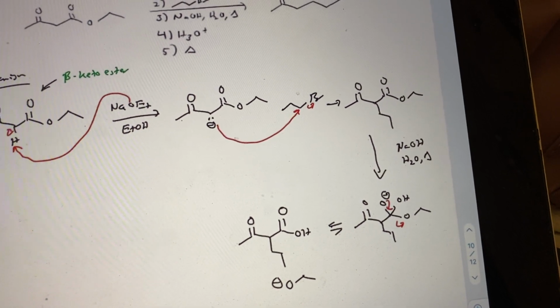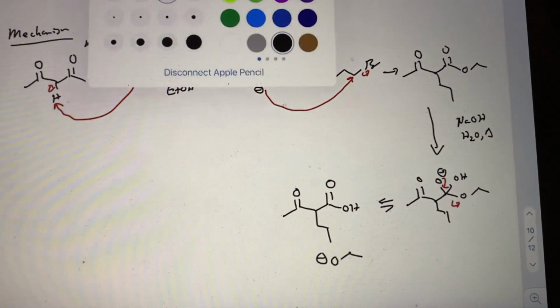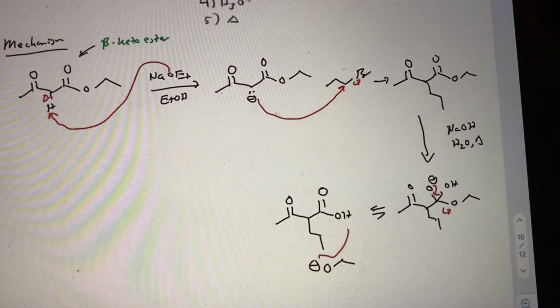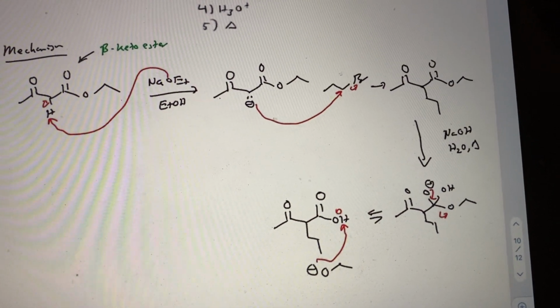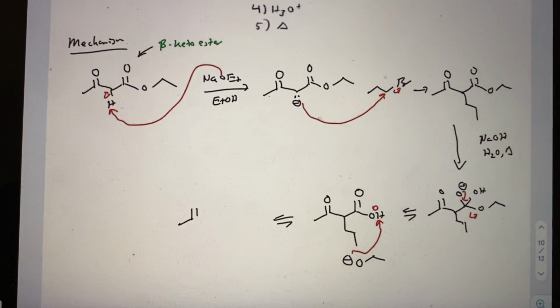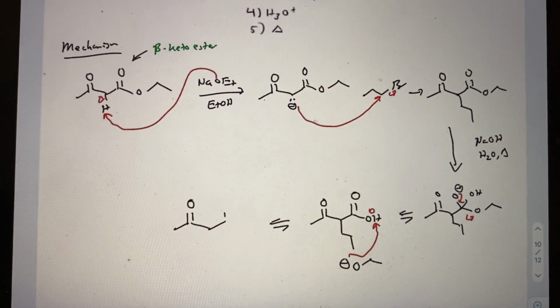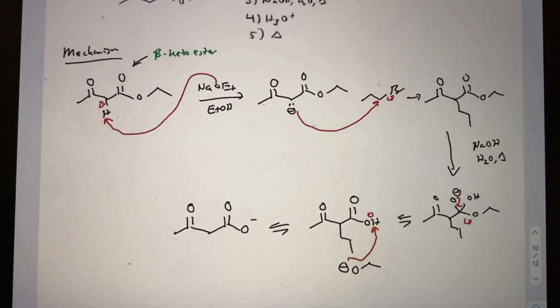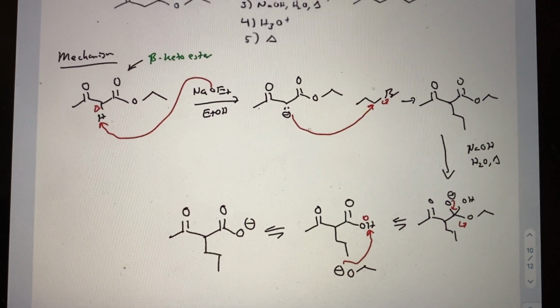So it goes back to our previous carboxylic acid derivative chemistry. Now, we have a lot of base around, whether it be hydroxide or ethoxide. That's just going to go ahead and pull a proton off here. And we don't want this to happen necessarily, but it just does because of the acid-base chemistry. So you end up with this species.